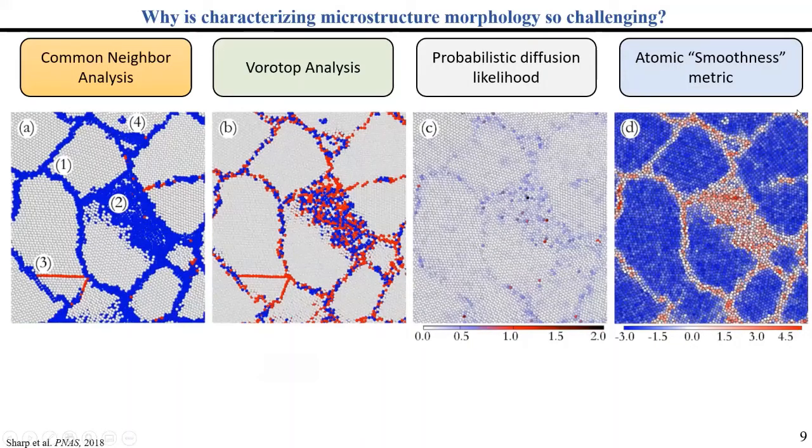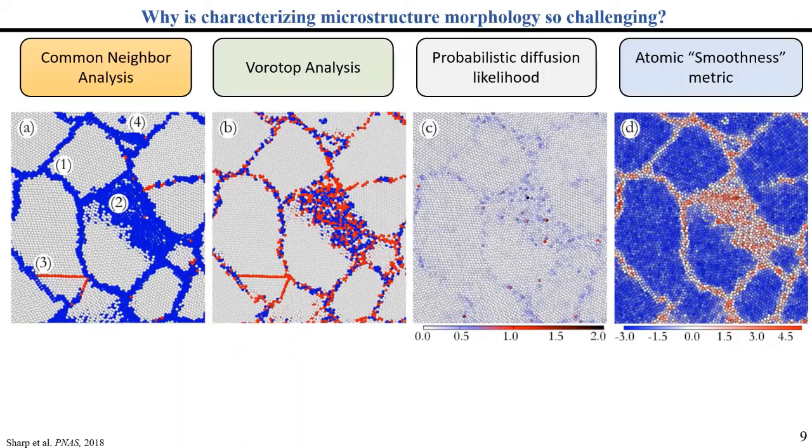So why is characterizing microstructure a problem? I'm showing 4 examples here: CNA, Voronoi, this probabilistic diffusion metric that people came up with, and a smoothness metric. And really the smoothness metric is actually just a normalized Steinhardt order parameter, so something similar to common neighbor analysis. And the reality is that you get very different pictures of what's happening. Ultimately, none of them give you a very intuitive way of thresholding. And by thresholding, I mean, at what point do I call this atom the grain boundary, and at what point do I call this atom part of the grain?